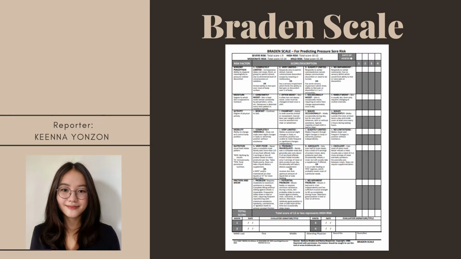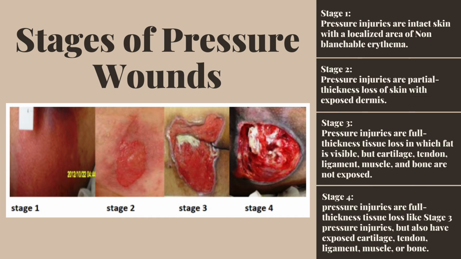Ranges of scores indicate mild risk for scores 15 to 19, moderate risk for scores 13 to 14, high risk for scores 10 to 12, and severe risk for scores less than 9. Nurses create care plans using these scores to plan interventions that prevent or treat pressure injuries. Next are the four stages of pressure injuries.